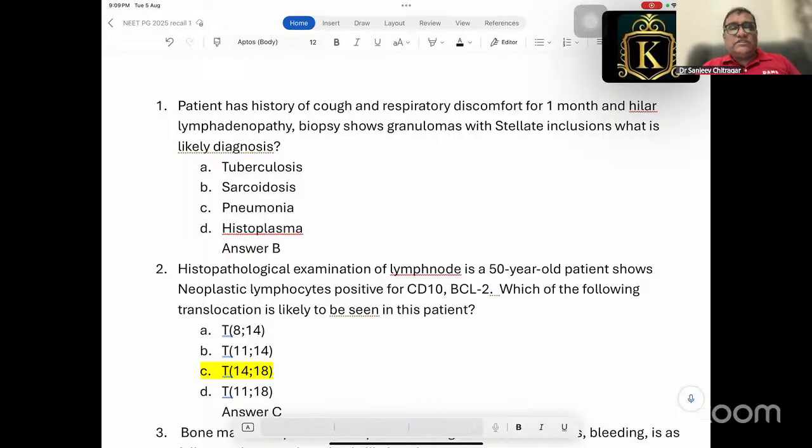Star-shaped inclusions, we studied this in our systemic pathology as well. Stellate or star-shaped inclusions are nothing but asteroid bodies. Asteroid bodies are seen where? In sarcoidosis. That is the correct answer. Answer is option B. Next question.